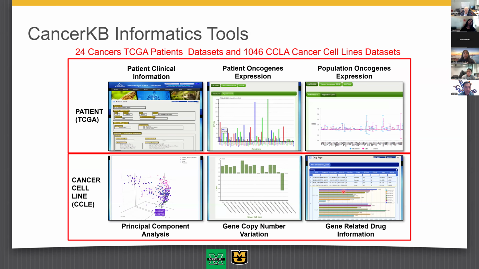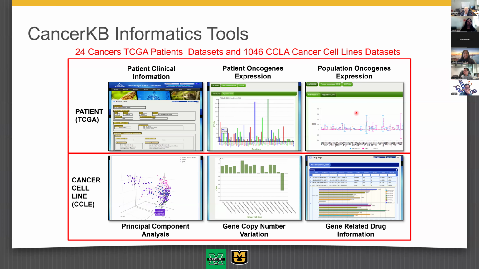And if you were focused more on cancer, it has the entire 24 cancer TCGA, which is the Cancer Genome Atlas dataset, plus the 1046 CCLE, which is the cancer cell line dataset, within the KB Commons, Cancer KB framework. So you can directly go play with it because it's all publicly available.